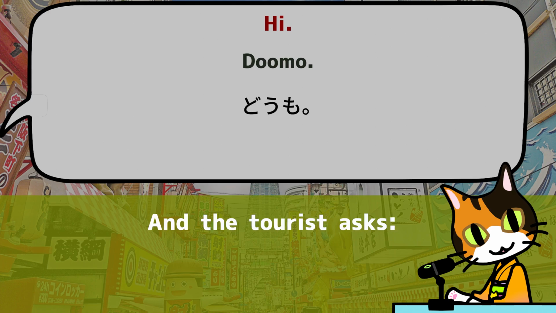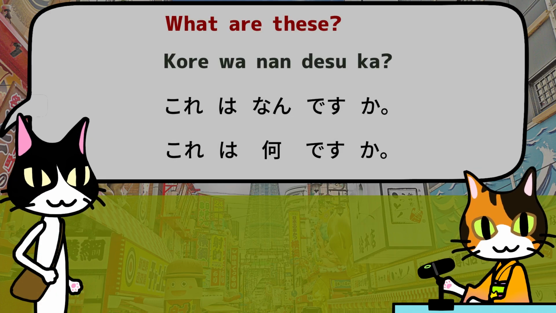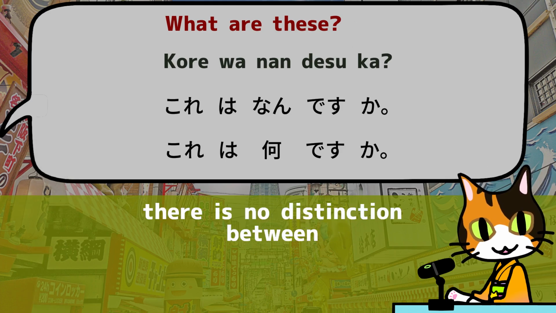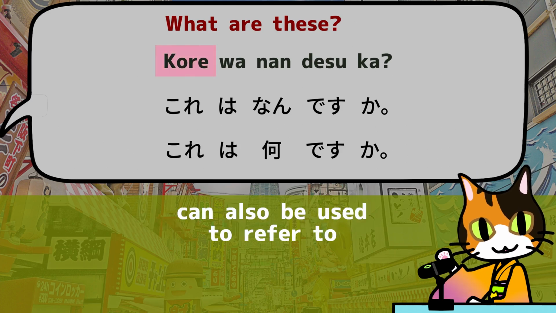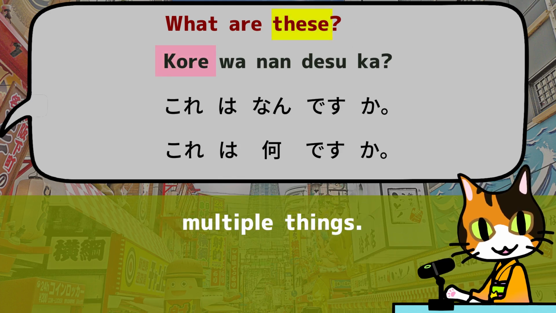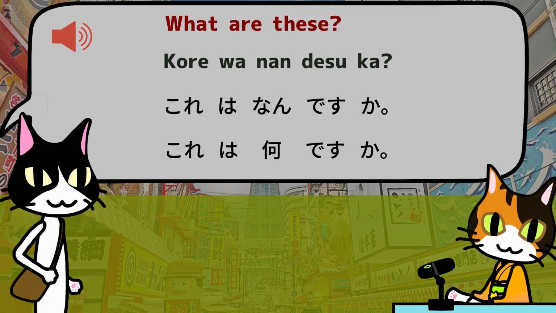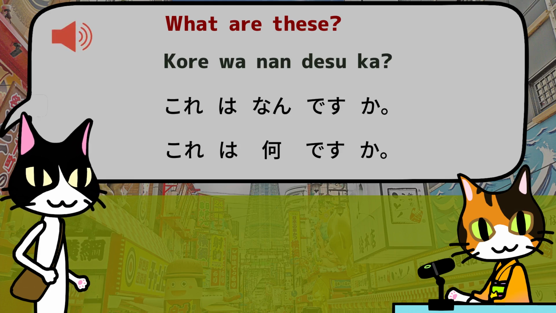Very good. And the tourist asks, これは何ですか? This is the main topic of today. In Japanese, there is no distinction between singular and plural nouns, so kore can also be used to refer to multiple things. Let's practice again. これは何ですか?